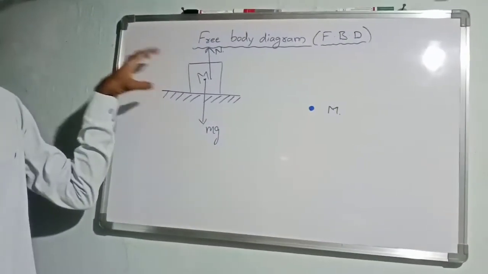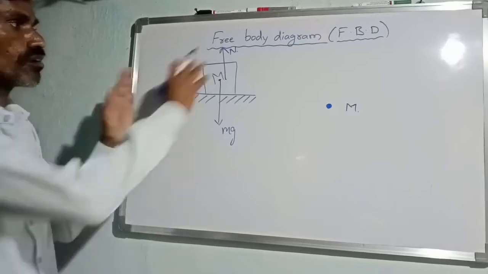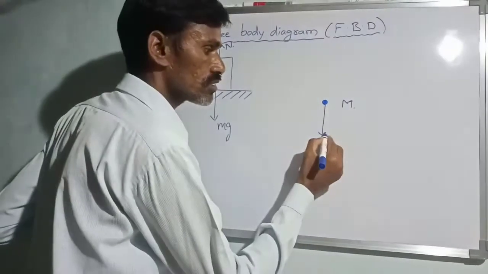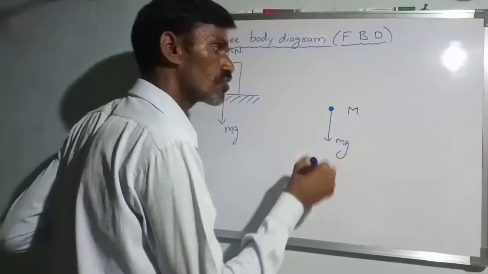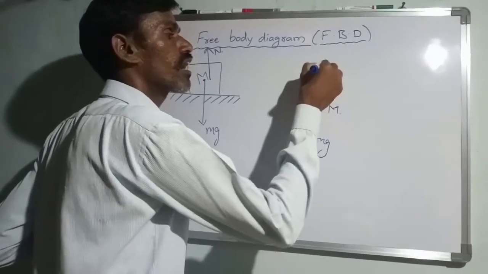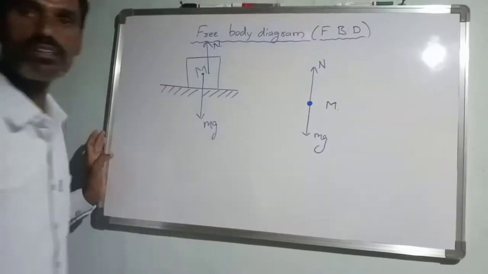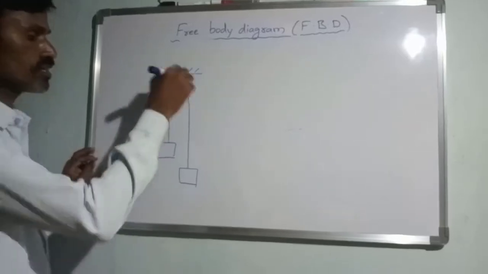Okay, so if the body is in equilibrium, so no other forces are acting, that's why this is mg in downward direction and a normal force in upward direction. So this is the free body diagram.